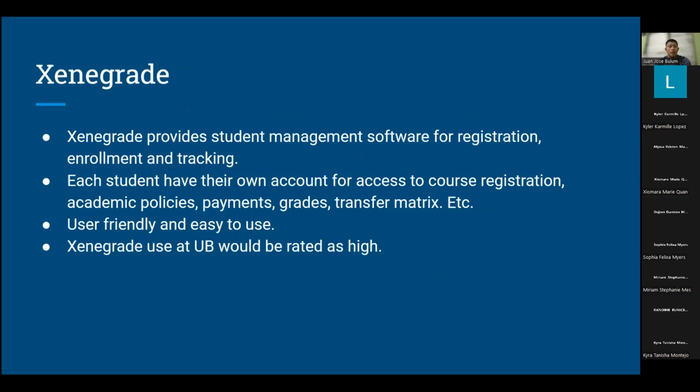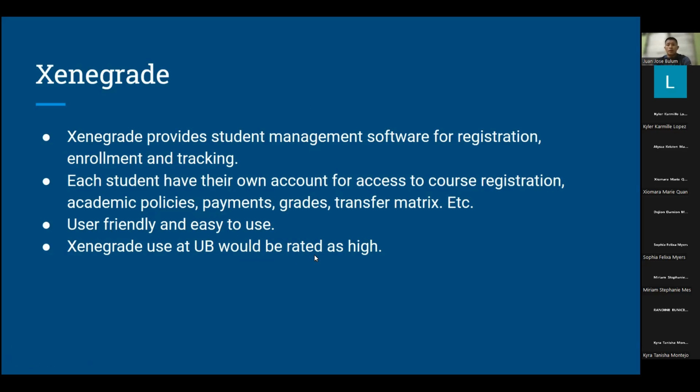Zenegrade. Zenegrade provides student management software for registration, enrollment, and tracking. Each student has their own account for access to course registration, academic policies, payments, and can also have access to their grades, transfer matrix, etc. Zenegrade is user-friendly as well and easy to use. Zenegrade use at UB would be rated as high as well.